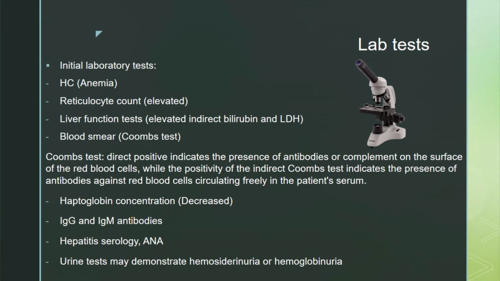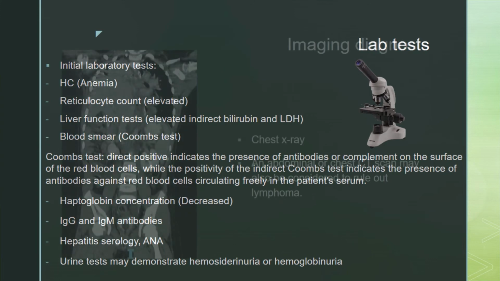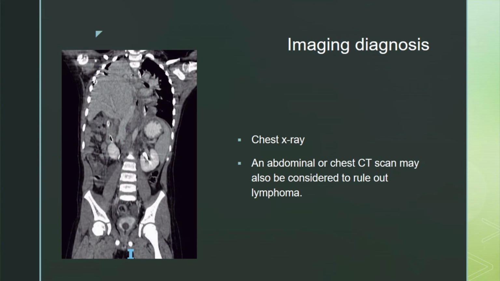Hepatitis serology. Also urine tests can demonstrate hemosiderinuria and hemoglobinuria. Diagnosis by images. A chest X-ray may also be indicated, and an abdominal or chest CT scan may also be considered to rule out lymphoma.